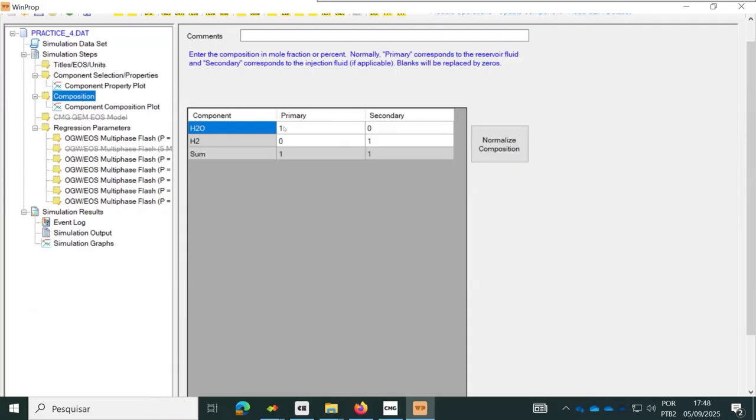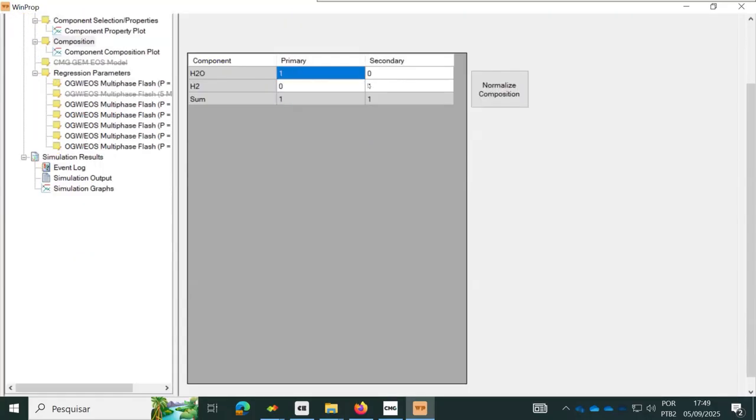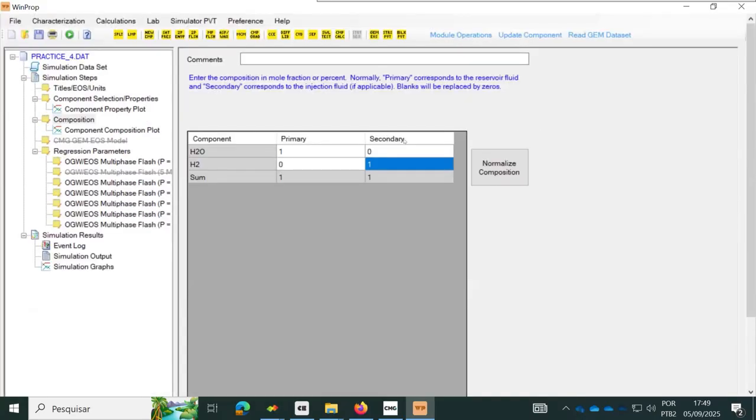For the composition, the primary composition is the in situ composition. My native fluid is water, so the primary is 100% water, and my plan is to inject 100% hydrogen. The secondary stream is the stream that you are planning to inject in the porous medium. The primary is the in situ fluid or in situ component in your porous medium.